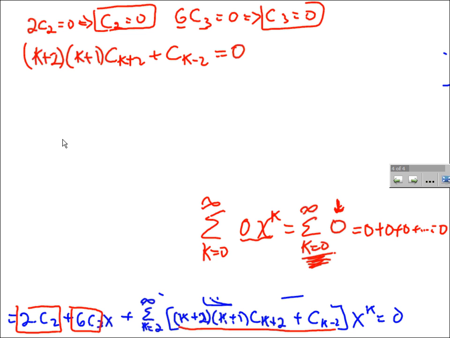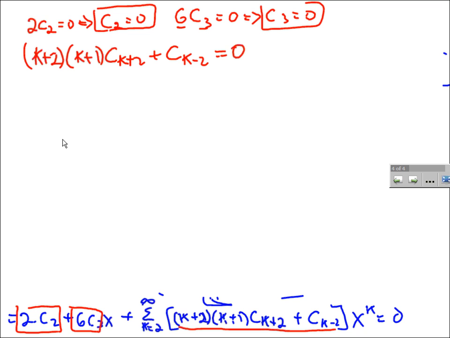Now, you want to solve that last equation that we have on the top, the second one. We want to solve it for the subscript of c that's the larger one. In other words, I want to know something like c sub 7 is 3 times an earlier term.